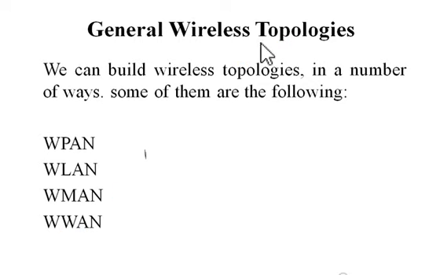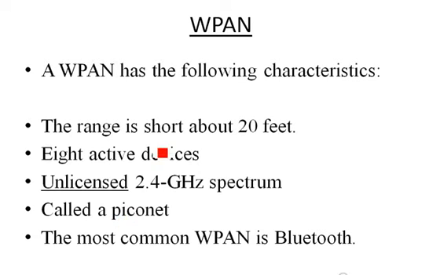So first of all, let's define what topology is. Topology is the schematic representation of nodes or devices which you connect wirelessly, and it is called wireless topology. Now let's discuss them one by one. Wireless PAN. In which situation, or with which requirements, will you need a wireless PAN?